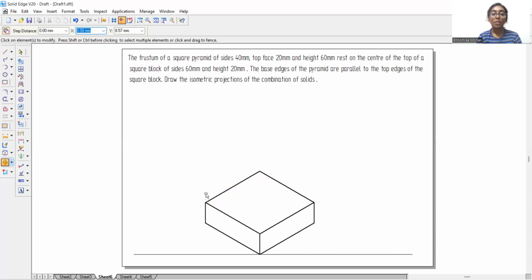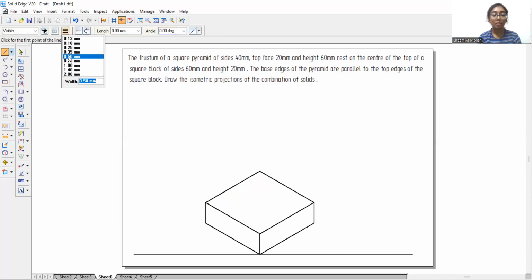Now that we have completed the square block, we should draw the frustum of a square pyramid. Let's draw the frustum of a square pyramid separately with sides 40 mm, top face 20 mm and height 60 mm. Taking line tool and thickness 0.50 mm, we are going to draw a line of 40 mm and angle 30 degrees. Next, we draw another line of measurement 40 mm and angle 150 degrees.